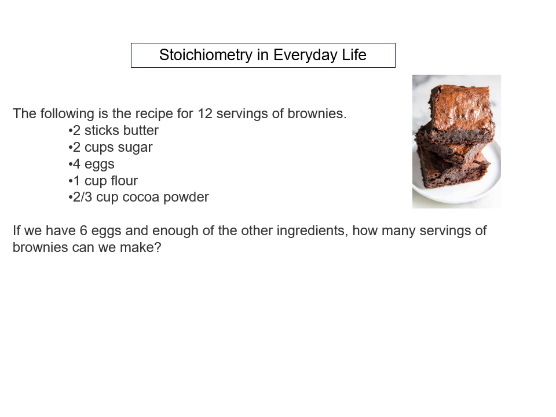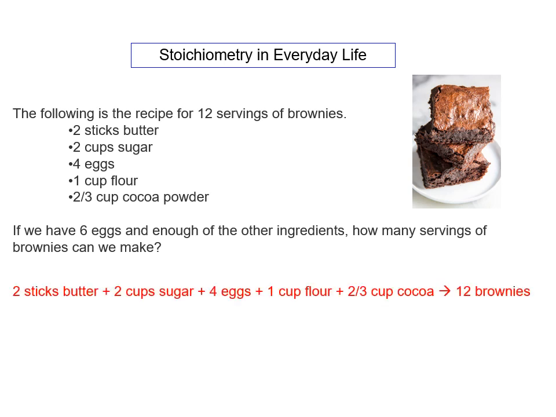First thing I'm going to do is write the recipe with the ingredients like a chemical formula. Notice that all the ingredients represent my reactants, and the 12 brownies that I'm trying to make represent the products. So to figure out how many brownies 6 eggs give us, I start off with what I'm given, which is the 6 eggs. So I write 6 eggs here.